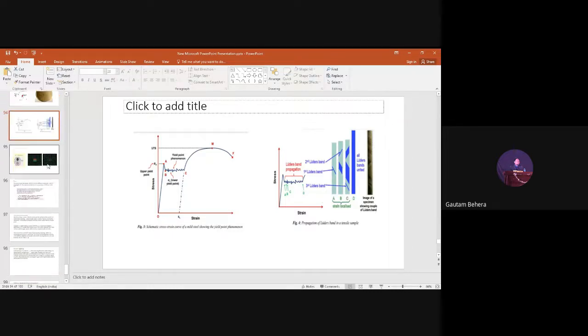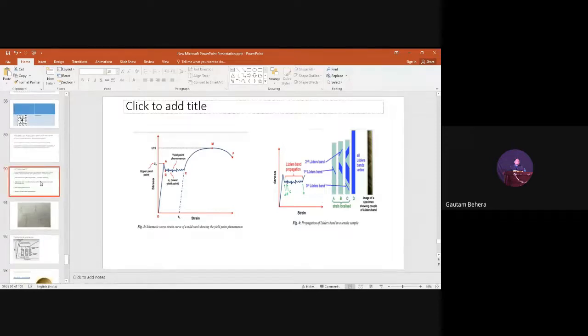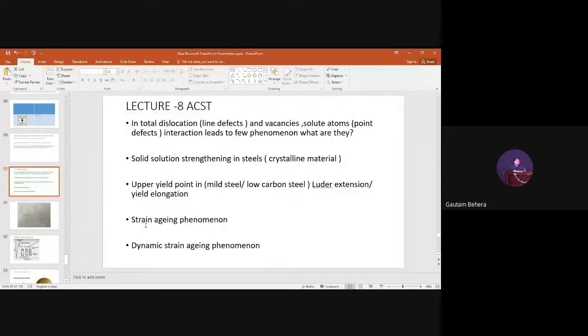Now, as we have discussed, we have another phenomenon that is called the strain aging phenomenon. So this term itself is saying strain and aging. There are two things here: strain, aging, right?